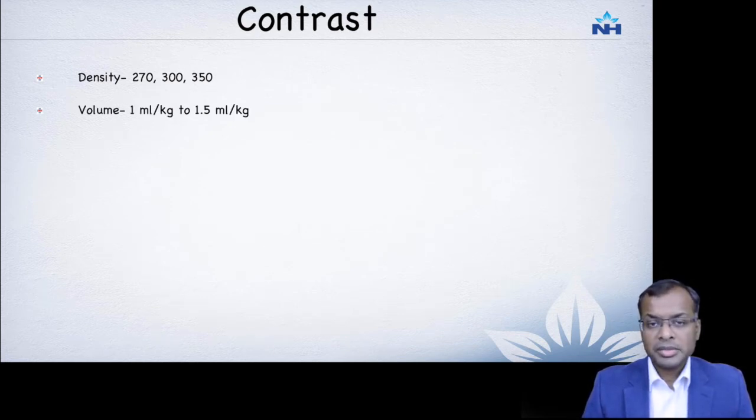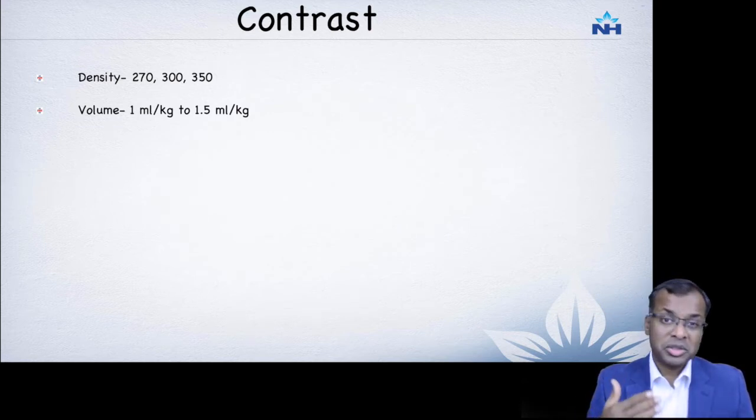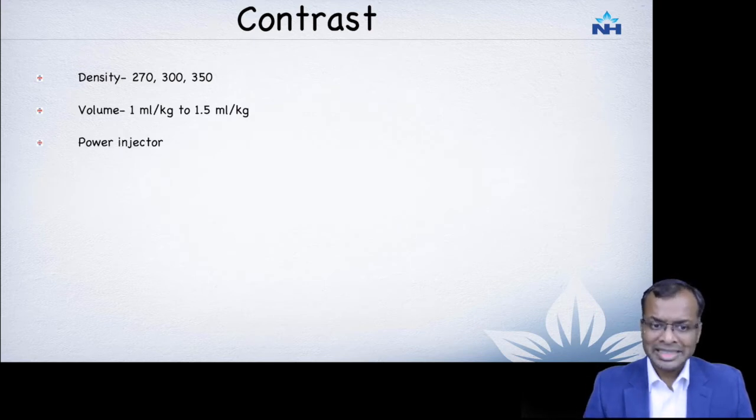The next thing comes is the amount of contrast that you give. As a standard, it is 1 ml per kilo of patient's body weight, but it can go up to 1.5 ml or even 2 ml depending on the condition, and we will talk about this in more detail.